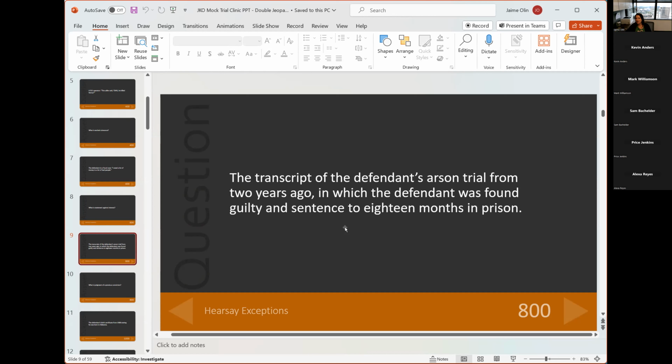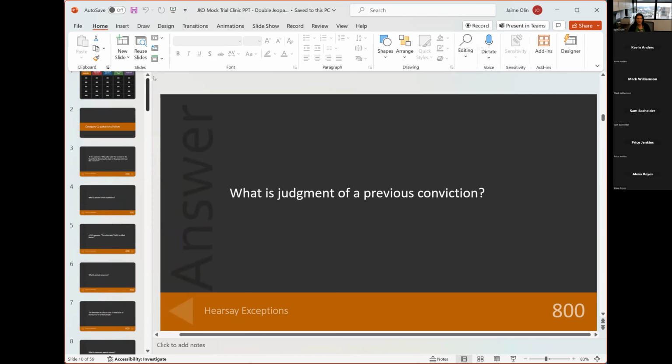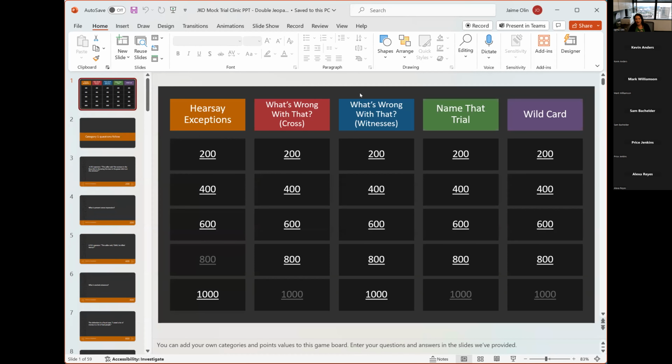And there needs to be some kind of proof that this is what happened. And here we have the transcript from the trial so that you're able to show that this is what actually happened. And in that case, you can defeat a hearsay objection by saying it's the exception for judgment of a previous conviction. All right, Sam, please pick our next clue.